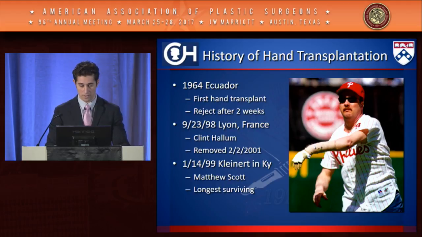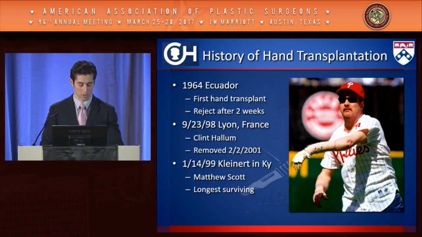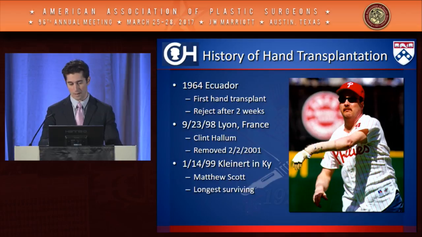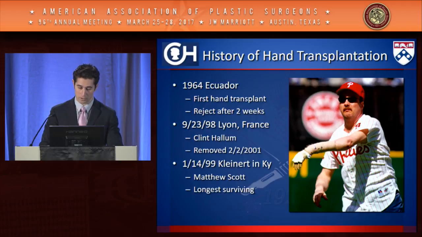If we look at a brief history of hand transplant, in 1964 was the first hand transplant, which was rejected after 2 weeks, which shows us some of the common pitfalls of hand transplant. In this case, the pitfall was lack of immunosuppression and understanding at a basic science level. In 1998, another transplant was performed, and in this case it was removed in 2001 at the patient's request, after multiple bouts of rejection, secondary to non-adherence to medication. In this case, the pitfall was lack of a screening and selection process.